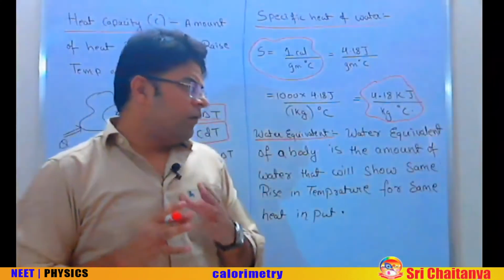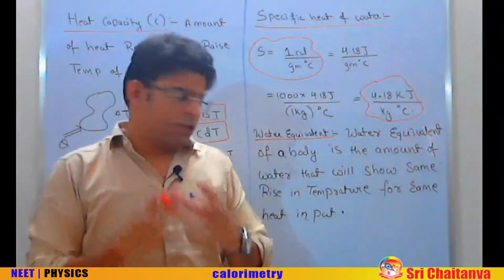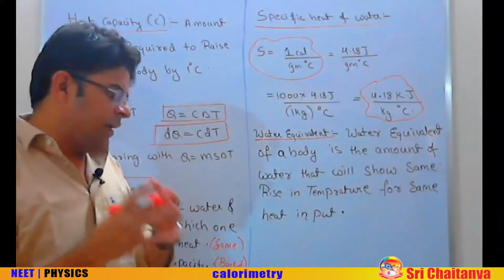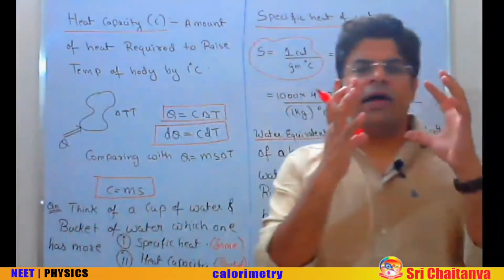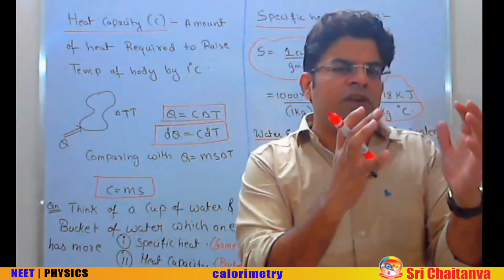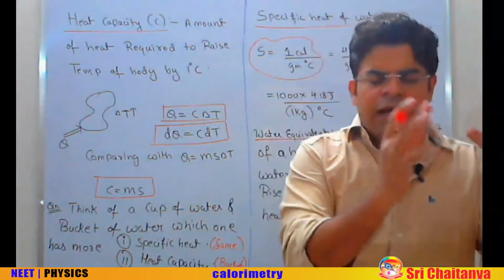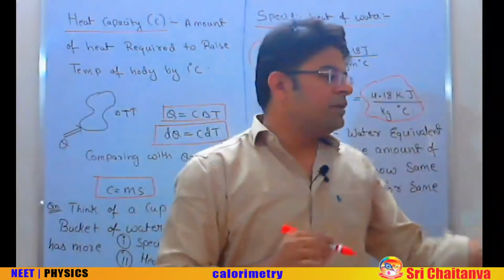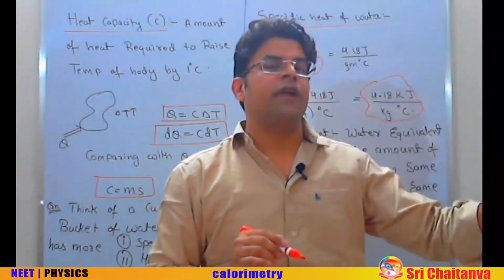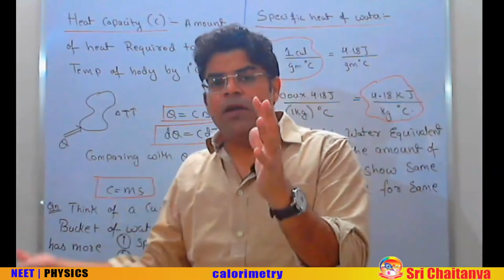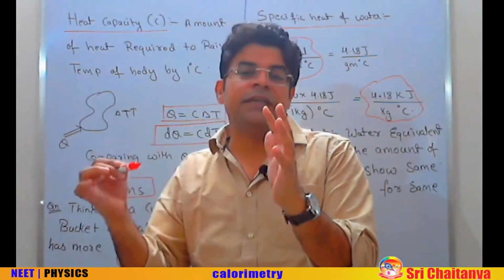Water equivalent of a body is defined as the amount of water that will show the same rise in temperature for the same heat input. So for example, I have got an iron sphere with me. I want to find its water equivalent. What is the meaning of it? Remove this iron sphere and in its place put some water. If you give some amount of heat to this iron sphere and the temperature increases by some amount, for the same supply of heat in this water, you should get the same rise in temperature.